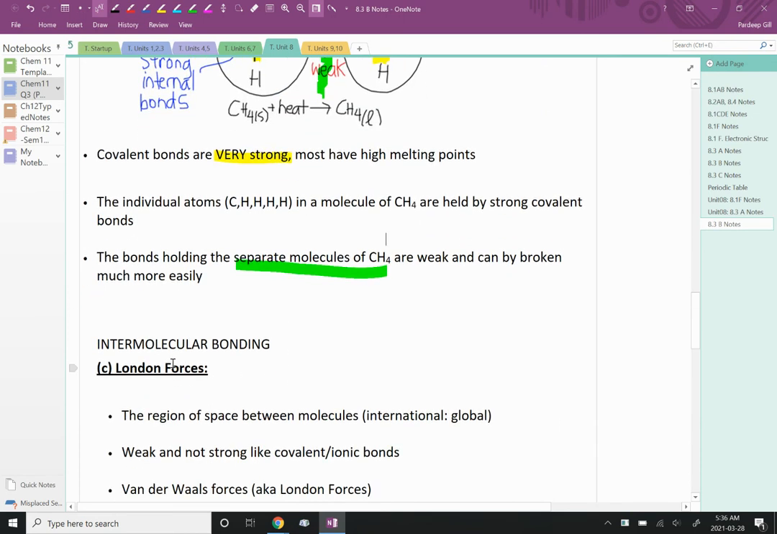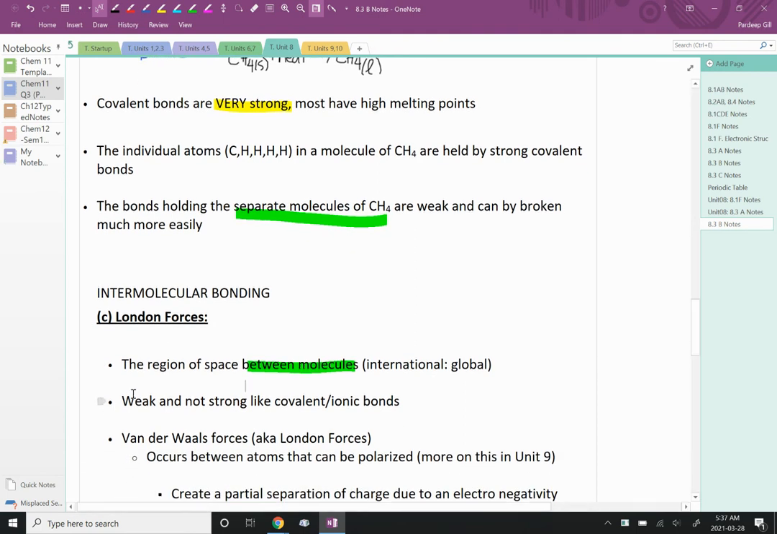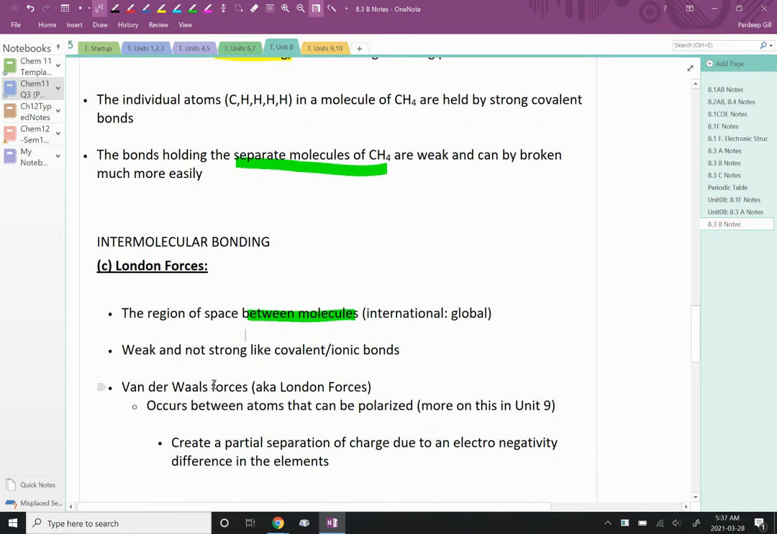Intermolecular bonding, also known as London forces, is simply the region of space between molecules. Just think international is global, so it's between the different molecules. This region of space is very weak and not strong. London forces fall under the category of van der Waals forces. You'll read more about this in your workbook, but the main takeaway is that region of space is called a London force.